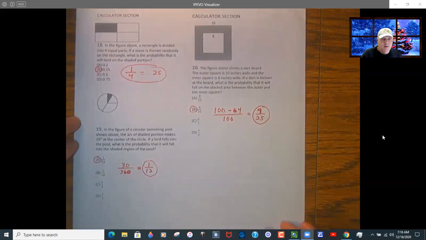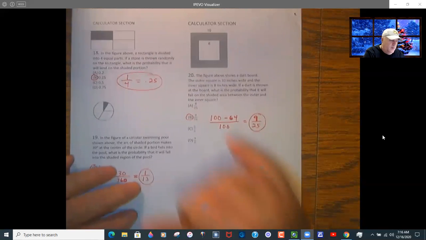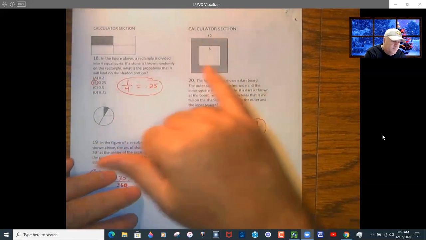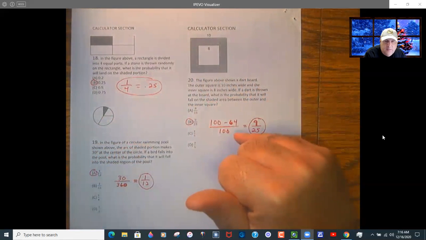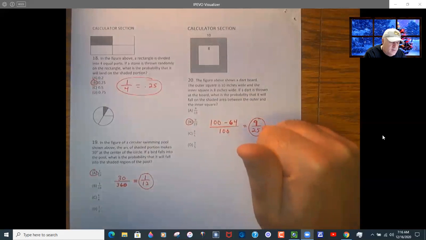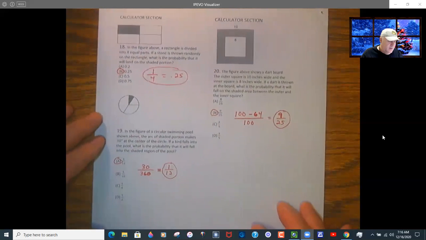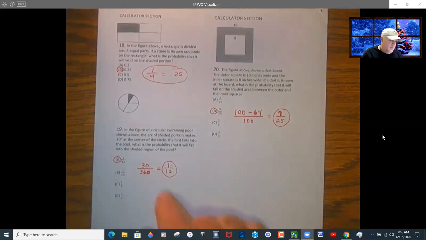Hopefully you watched the video. Geometric probability. This can be on the SAT. So you just figure the area of what it is. So what's the area around this? You got to subtract the areas, 10 times 10 minus 8 times 8 over the total. So 9/25, and then 1 out of 4. So geometric probability is everything here.